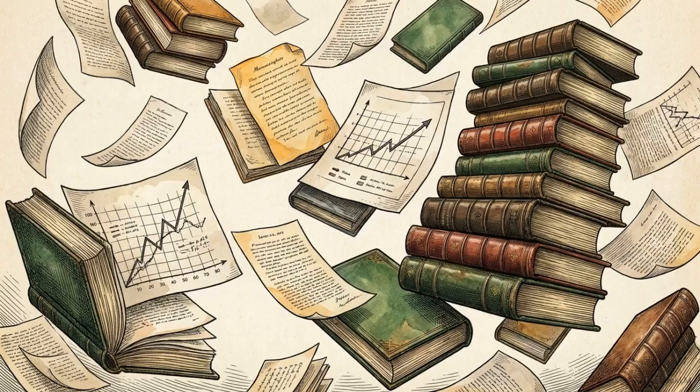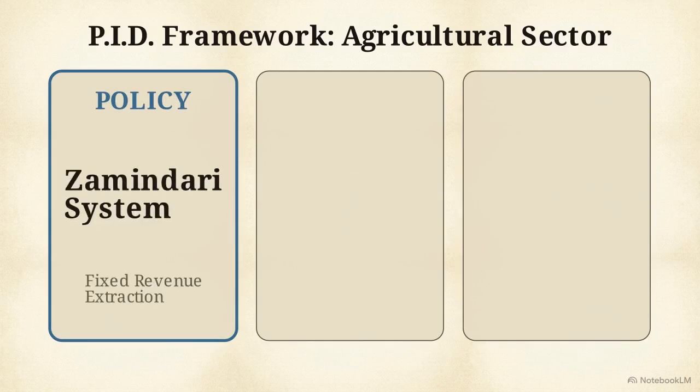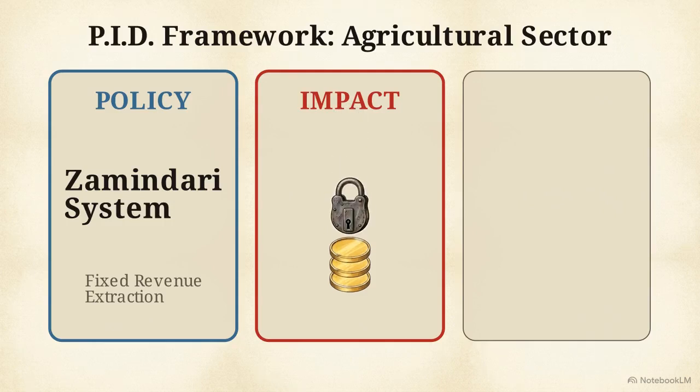Let's organize this data so you can use it effectively in your exams. For 6-mark CBSE questions, use the PID framework: policy, impact, and data. Here is how that works for the agricultural sector. First, state the policy, the Zamindari system. Second, explain the impact. It extracted all cultivator surplus and disincentivized investment.